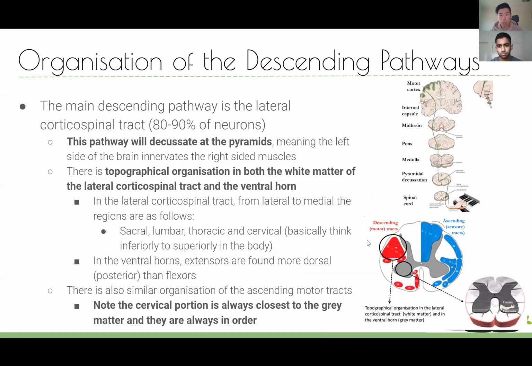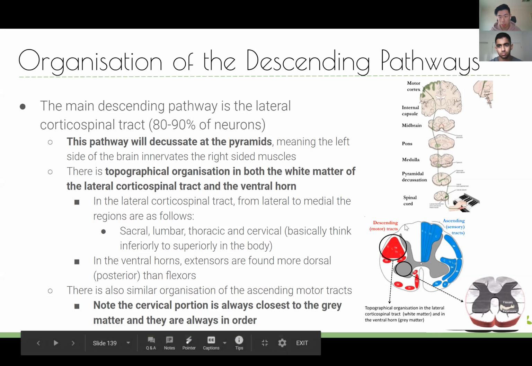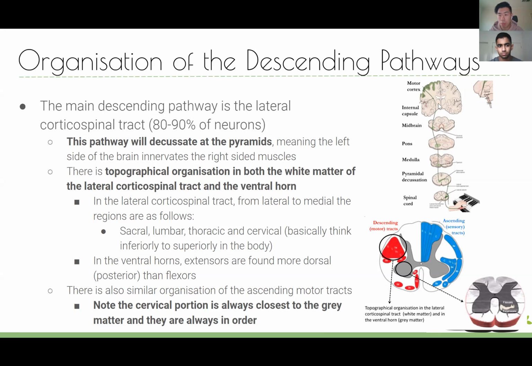Cool. So the organization of descending pathways. Gavin talked about this a little bit yesterday, specifically in terms of what the pathways are, but I think the important details are good to refresh. The main descending pathway is the lateral corticospinal tract. There are others, as Gavin said yesterday, but this is the main one, and that's this one here. This pathway decussates at the pyramids, meaning the left side of the brain will control the right side of the body, but critically it decussates at the pyramids, not at the level, whereas the spinothalamic tract decussated at the level and ascended up.